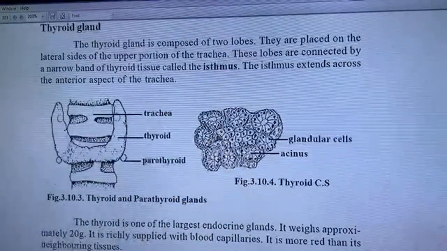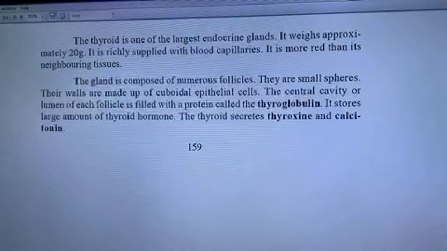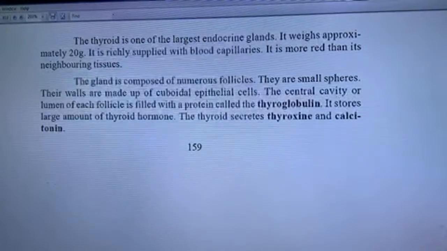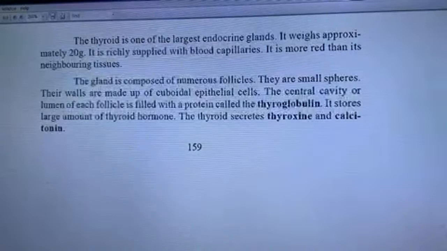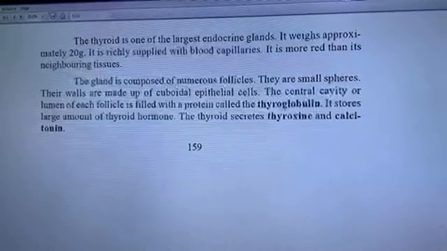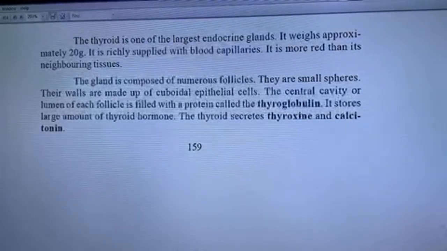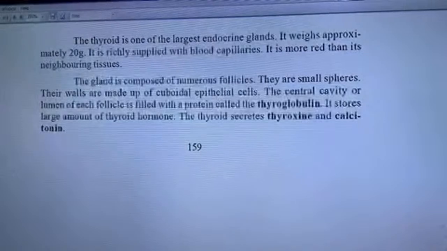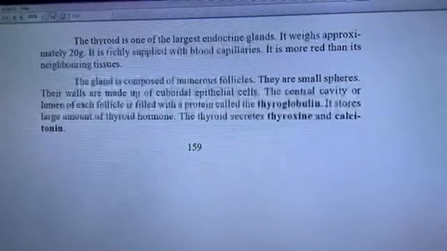Thyroid gland cross section. The thyroid is one of the largest endocrine glands. It weighs approximately 20 grams. It is richly supplied with blood capillaries. It is more red than its neighboring tissues. The gland is composed of numerous follicles. They are small spheres. Their walls are made of cuboidal epithelial cells. The central cavity or lumen of each follicle is filled with a protein called thyroglobulin. It stores a large amount of thyroid hormone. The thyroid secretes thyroxine and calcitonin.